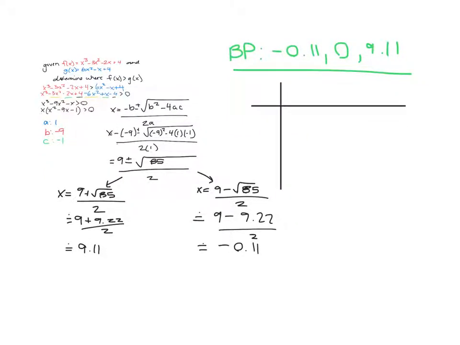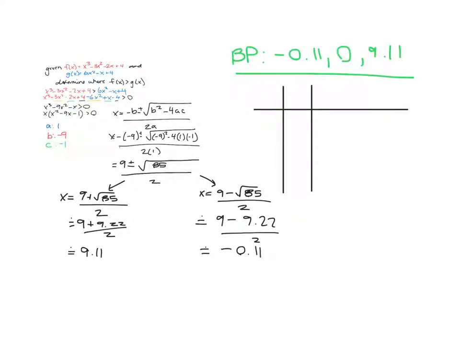So remember, we have 3 boundary points, which means we're going to have 4 intervals. Keep doing that. Okay, and we're going to rewrite our original equation that we had solved for once everything was equated and our GCF was taken out. So that was x squared minus 9x minus 1. Okay? So, in each of our intervals, we are going to hit each of our boundary points.